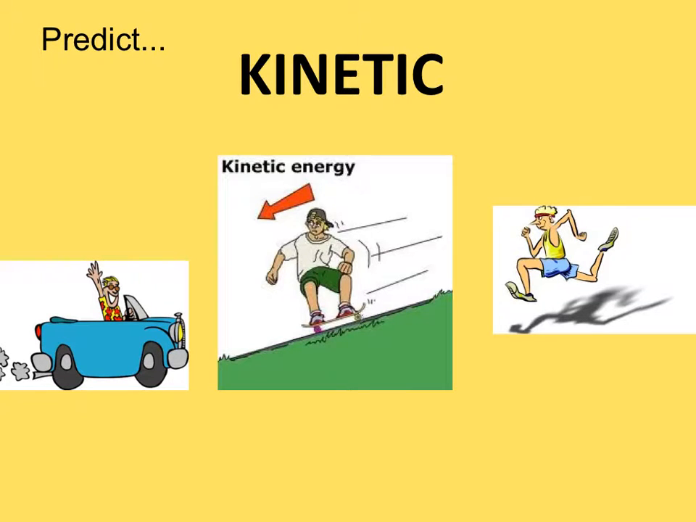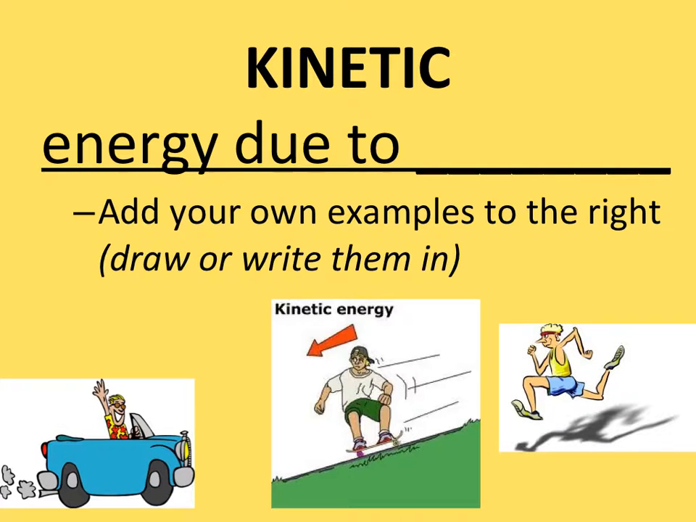Our first type of energy we're looking at here is called kinetic energy. Just by looking at the pictures, I want you to get a little prediction in your head of what kinetic energy might be. Kinetic energy is energy due to motion. There's a space for you on the right hand side to add in some of your own examples. You can either draw them in or write them in. Anything moving is going to have kinetic energy. So here we can say this car driving has kinetic energy.